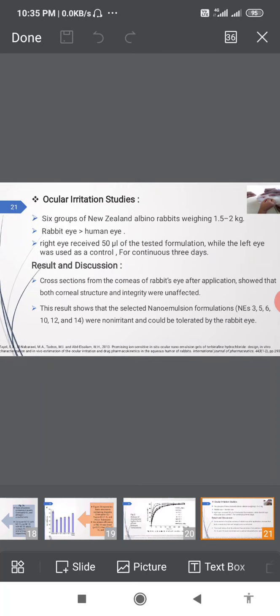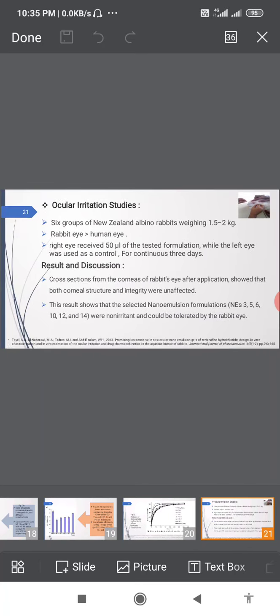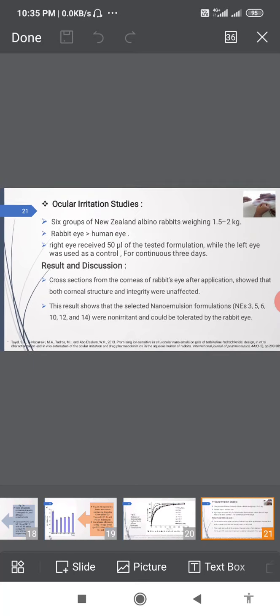Results of ocular irritation. Cross sections from corneas of the rabbit eye after the application showed that both corneal structure and integrity were unaffected, and the results of the selected nanoemulsions show a non-irritant response.